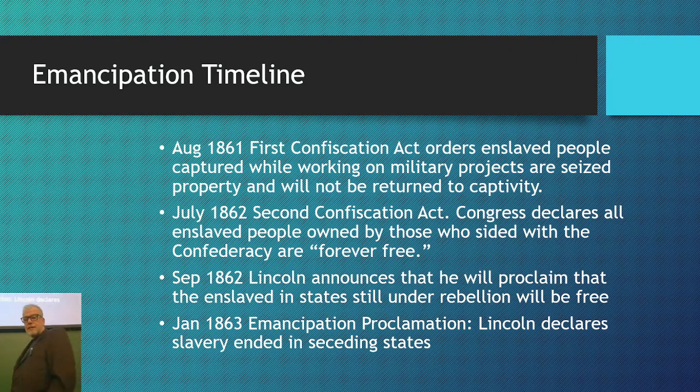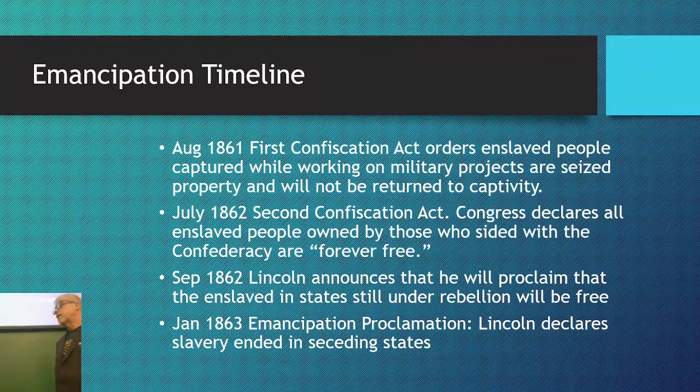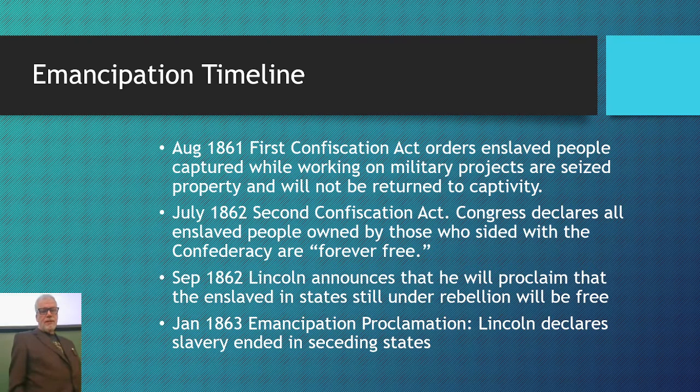In July of 1862, in the Second Confiscation Act, Congress declares that enslaved people owned by those who sided with the Confederacy are forever free. So this is well before Lincoln, but it's at this point that the Union controls, by July of '62, I think, New Orleans, Eastern Virginia, and Eastern North Carolina, but it doesn't really control much of Georgia or South Carolina, and so it doesn't have a whole lot of effect.